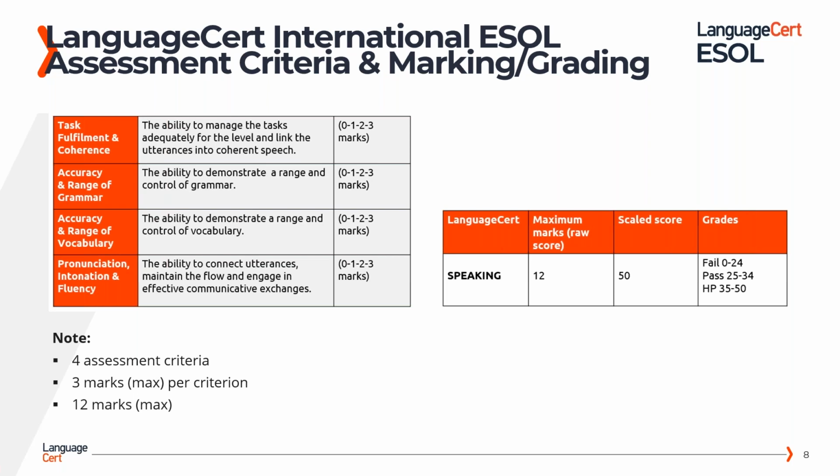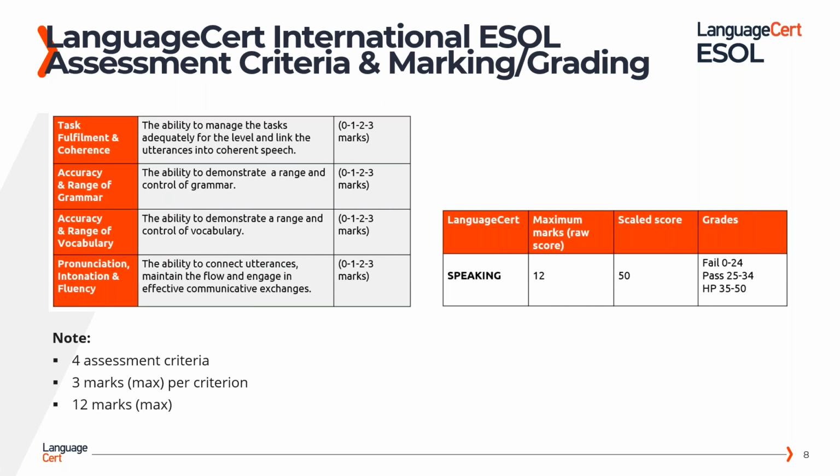The second criterion, accuracy and range of grammar, is a measure of the candidate's ability to demonstrate a range and control of grammar. The third criterion, accuracy and range of vocabulary, is a measure of the range and control of vocabulary. Finally, the last criterion, pronunciation, intonation, and fluency, is a measure of the candidate's ability to connect utterances, maintain the flow, and engage in effective communication exchanges.